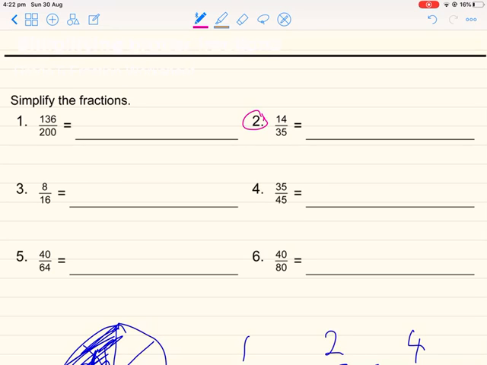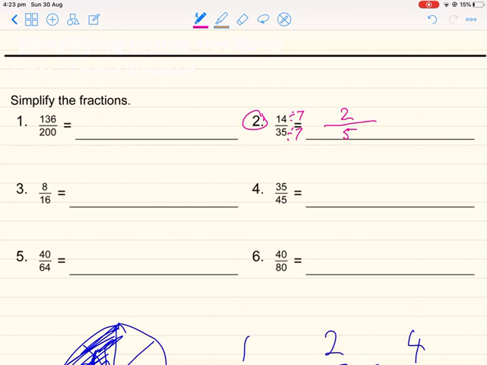I would say, knowing my times tables, 7 goes into 14, 7 goes into 35 evenly. So I'm going to put 14 divided by 7, 35 divided by 7. So it's a real advantage if you know your times tables in your head. 14 divided by 7 is 2, over 35 divided by 7 is 5. 2/5 is the simplified fraction, the lowest fraction we can get with the lowest denominator.